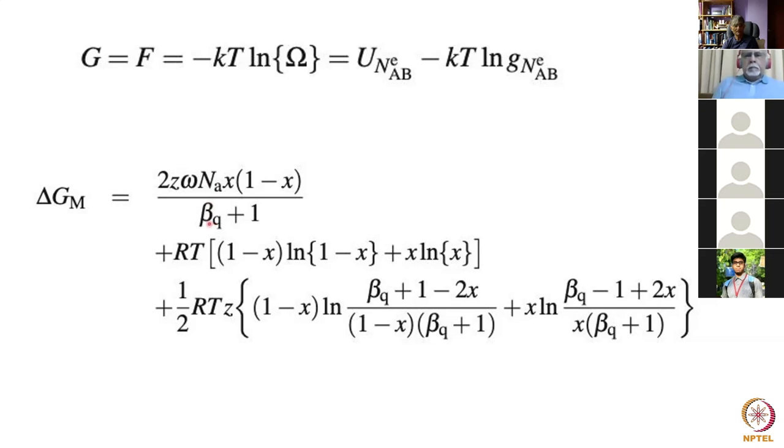But this takes account of the fact that there's a finite enthalpy of mixing, because the number of AB bonds will not be given by random probabilities. This, of course, is the ideal entropy of mixing. And this term here corrects the ideal entropy of mixing for the fact that we don't have a random mixture of atoms. Okay. Now, you might ask, what is the importance of this equation?